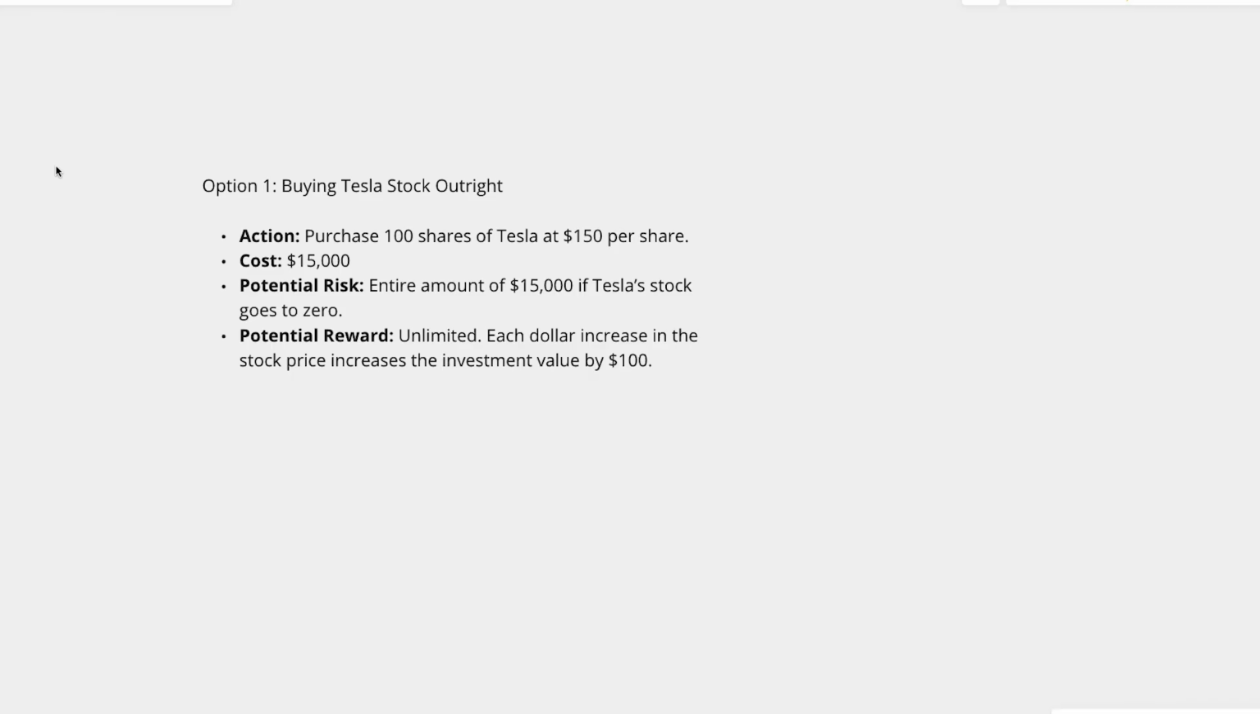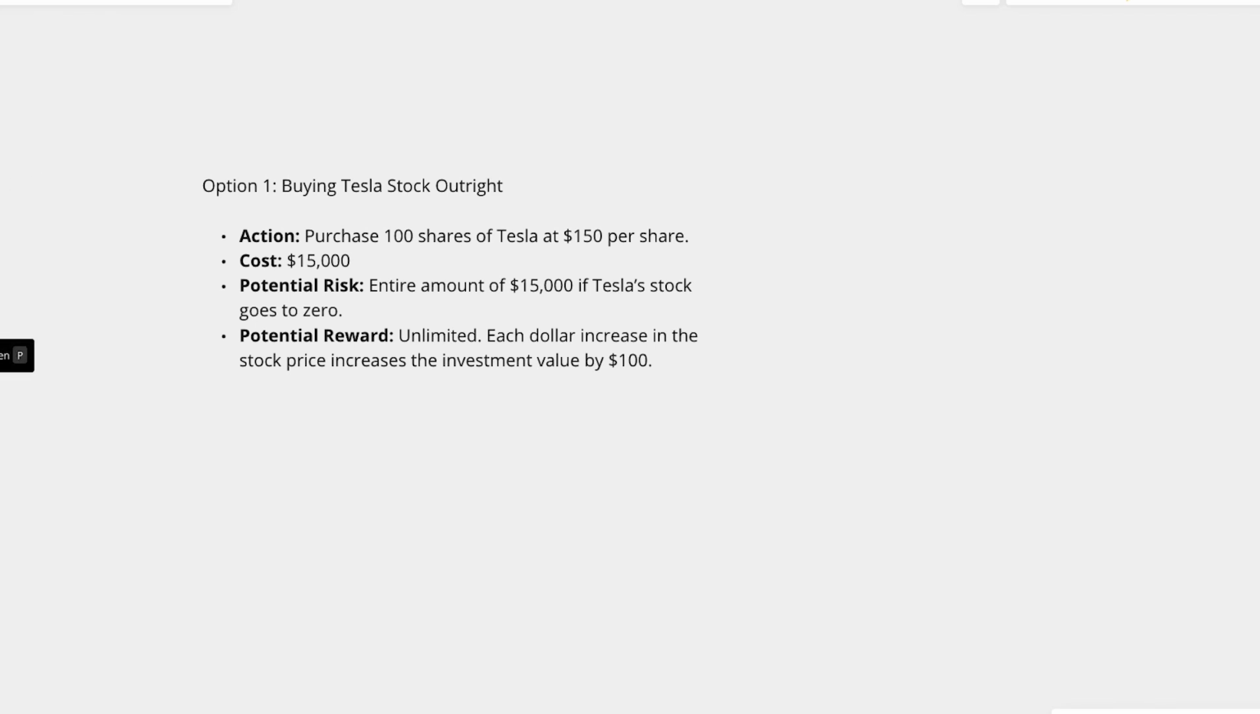Let's jump over. Okay, so let's go over three different options and then three different scenarios on the whiteboard here, so you can see an option spread in action and how it compares to straight up buying a stock or just buying a call option.